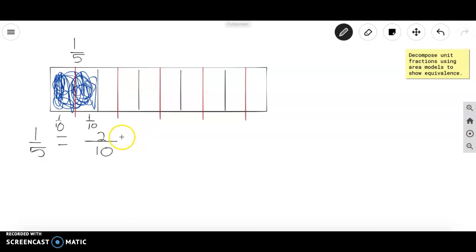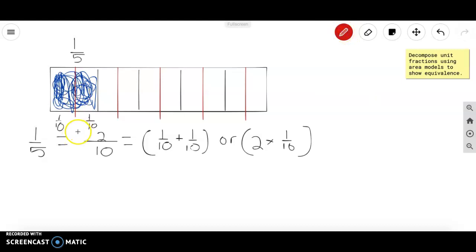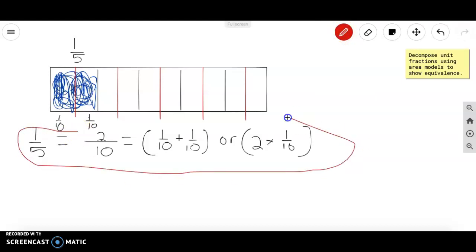You could, of course, also write 2 tenths as 1/10 plus 1/10, or 1/10 here, and that you have 2 of them. You have 2 pieces of, or multiplied by 1/10. So all of these equal 1/5. I'm going to circle this in red so we can see our final answer.